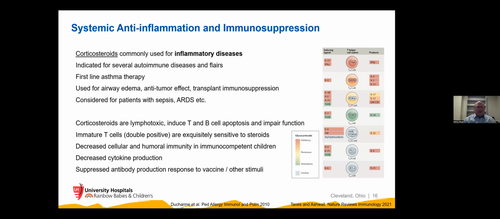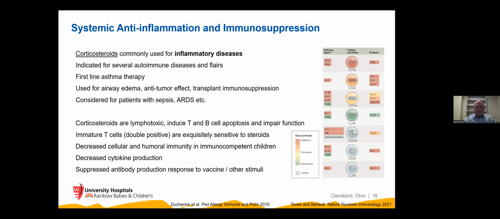is use of corticosteroids, and that is first-line therapy for many autoinflammatory and autoimmune diseases, especially flare-ups of several of the autoimmune diseases. We use steroids as first-line for asthma. We use it to decrease edema and swelling. We use it to decrease inflammation, but we also have to be cognizant of the fact that corticosteroids are lymphotoxic. And so depending on where during the cycle of T and B cell maturation they are, some of them are highly sensitive to steroids and can undergo apoptosis from steroid administration.